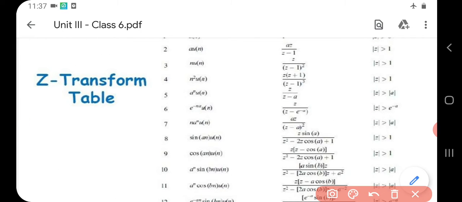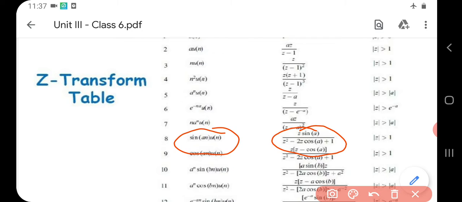This is of this form, that is sine of a n u(n). So this is the answer: z sine a by z square minus 2z cos a plus 1, and the region of convergence is modulus of z greater than 1. So here in the question, in place of a you are given a number, right?